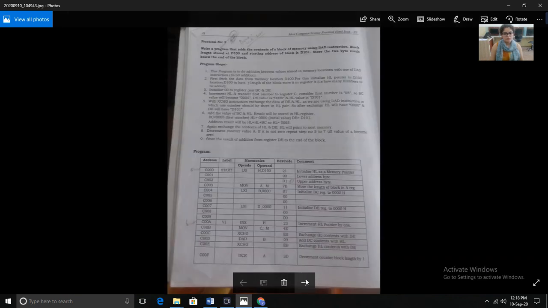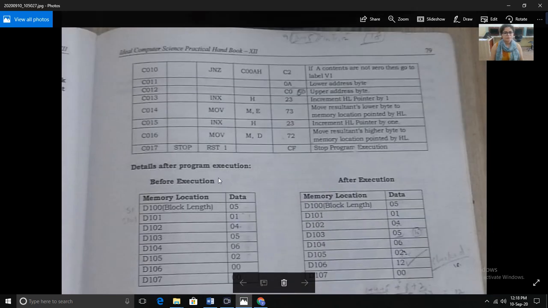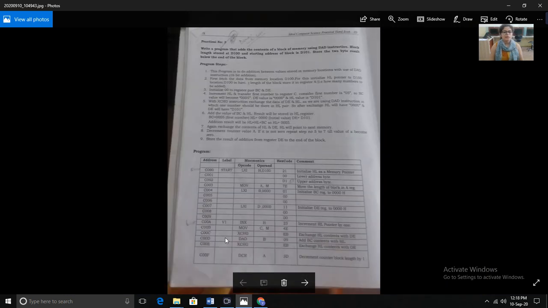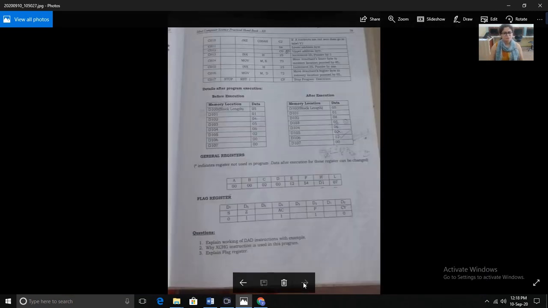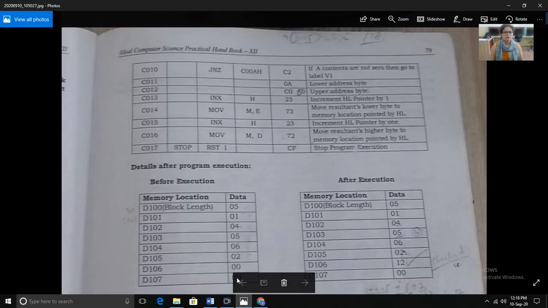After this, the next step is JNZ, jump if not zero. If the contents of A are not 0, then go to label V1. This is label V1, INX. INX means again increment HL. So if there is no zero, then increment the contents of HL by 1. You know what JNZ is: jump if not 0. Z stands for 0.